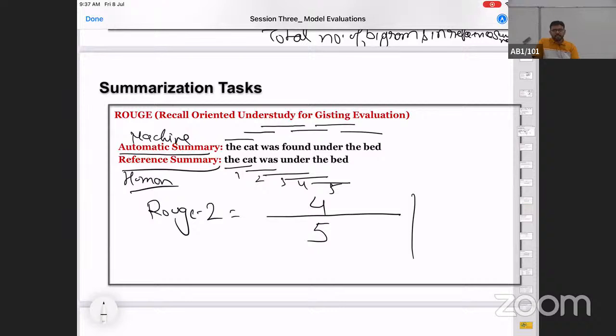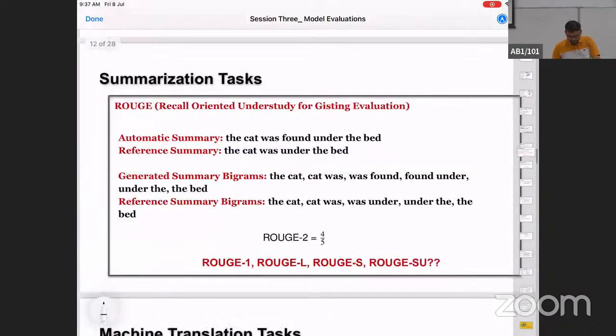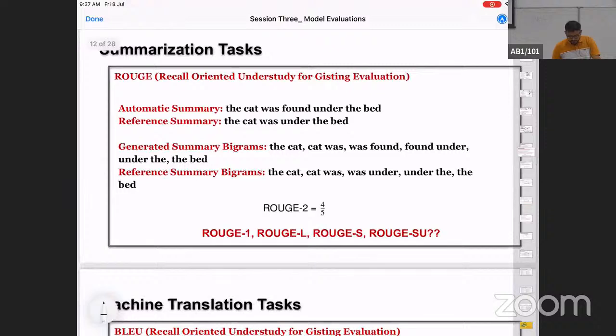Yes. So again, I will give you some more intuitions, and then maybe I can answer this question. At least this thing is clear. We'll look into one more metric, which is exactly similar to this one. And these are called ROUGE-L, ROUGE-S, and ROUGE-SU. Again, different variants of the same ROUGE.